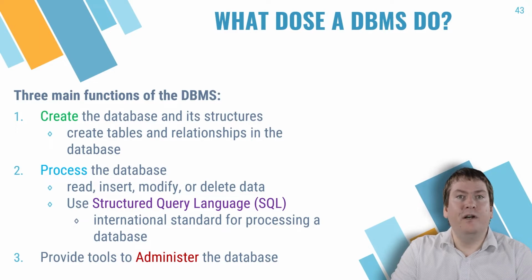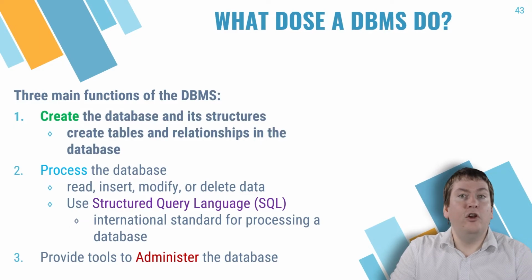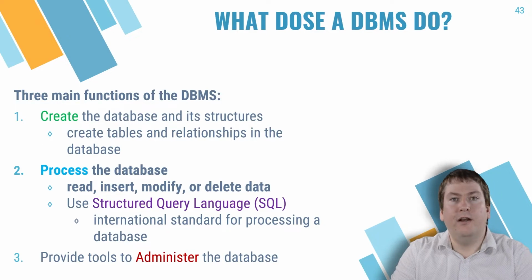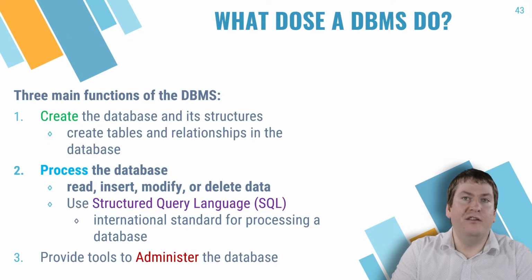DBMSs have three main functions. The first is creating new databases, their structure, and their elements, such as tables and relationships. Second is processing the database. This would be things like retrieving information, inserting new records, updating existing records, or deleting data. In most cases, this processing is done via a language called Structured Query Language, which is abbreviated as SQL.